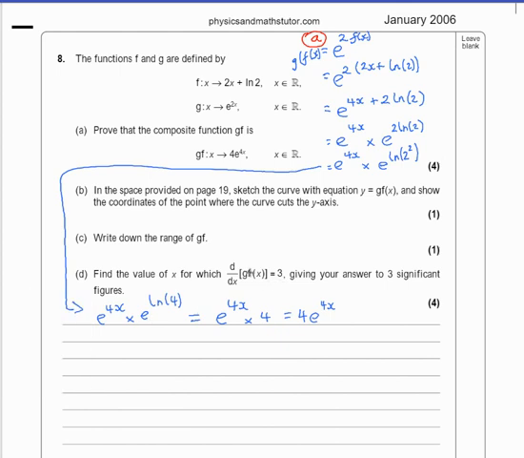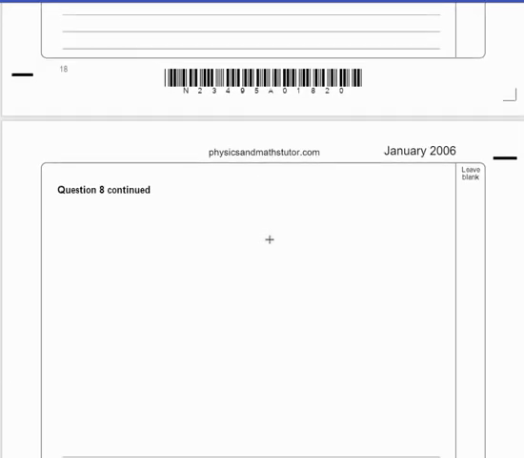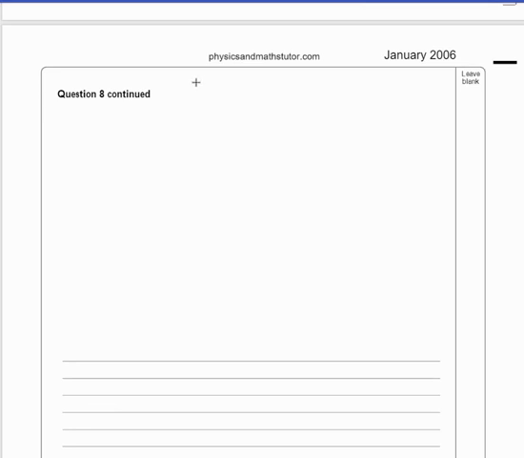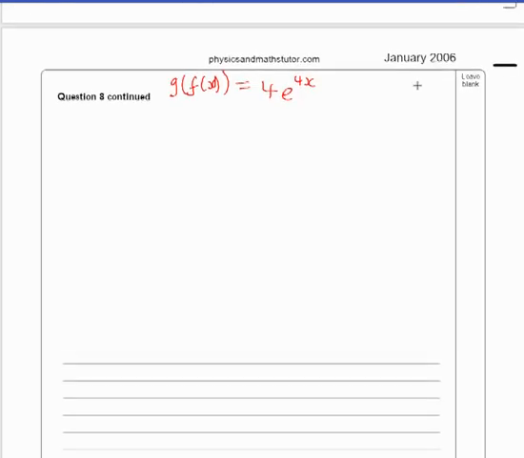In the space provided on page 19, sketch the curve of y equals g of f of x and show the coordinates of the point where the curve cuts the y-axis. Okay, so g of f of x, as we know, is 4e to the 4x. Page 19 is over here. So we have g of f of x is equal to 4e to the power of 4x. Just to do a sanity check, I'm going to check that. Yep, 4e to the 4x.